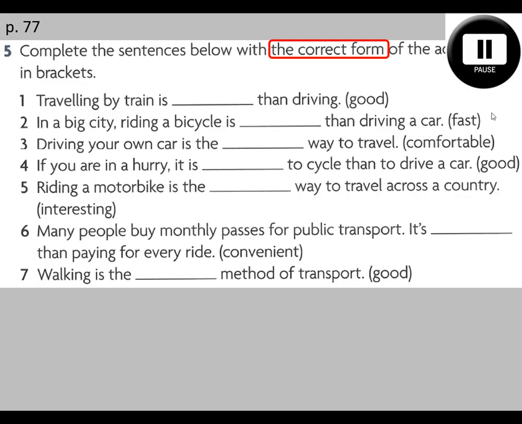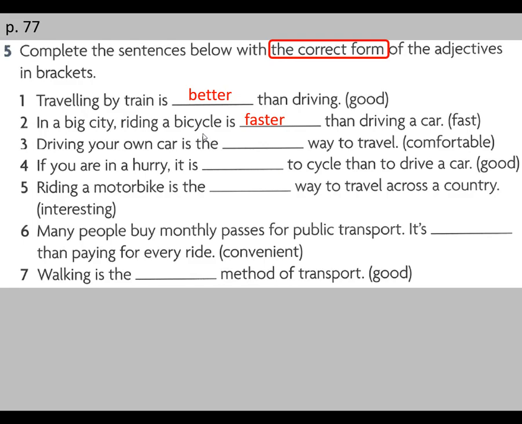Here are the answers in 3, 2, 1. Traveling by train is better than driving. So you need the comparative form because you see the word than. And there are only 2 things, traveling by train and driving. Number 2, in a big city, riding a bicycle is faster than driving a car. Again, you have 2 things, riding a bicycle and driving a car. What about number 3?